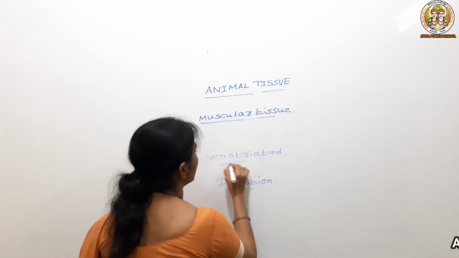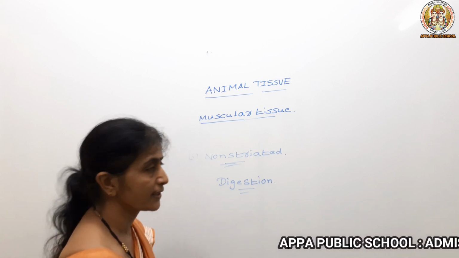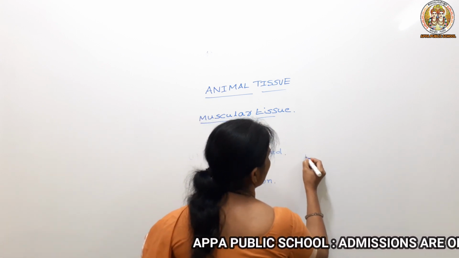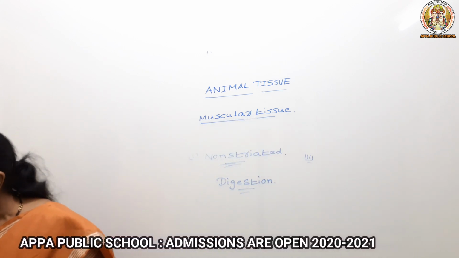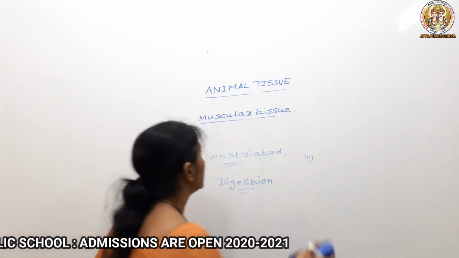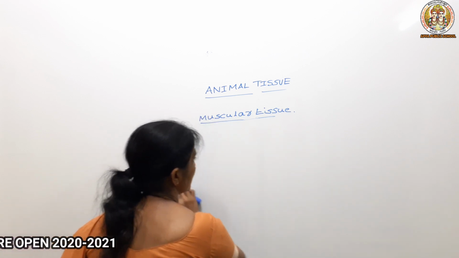Striations are not present. That's why it is non-striated or non-striped. Striations are nothing but linings. These linings are known as striations. So this is the main function of non-striated muscular tissue.